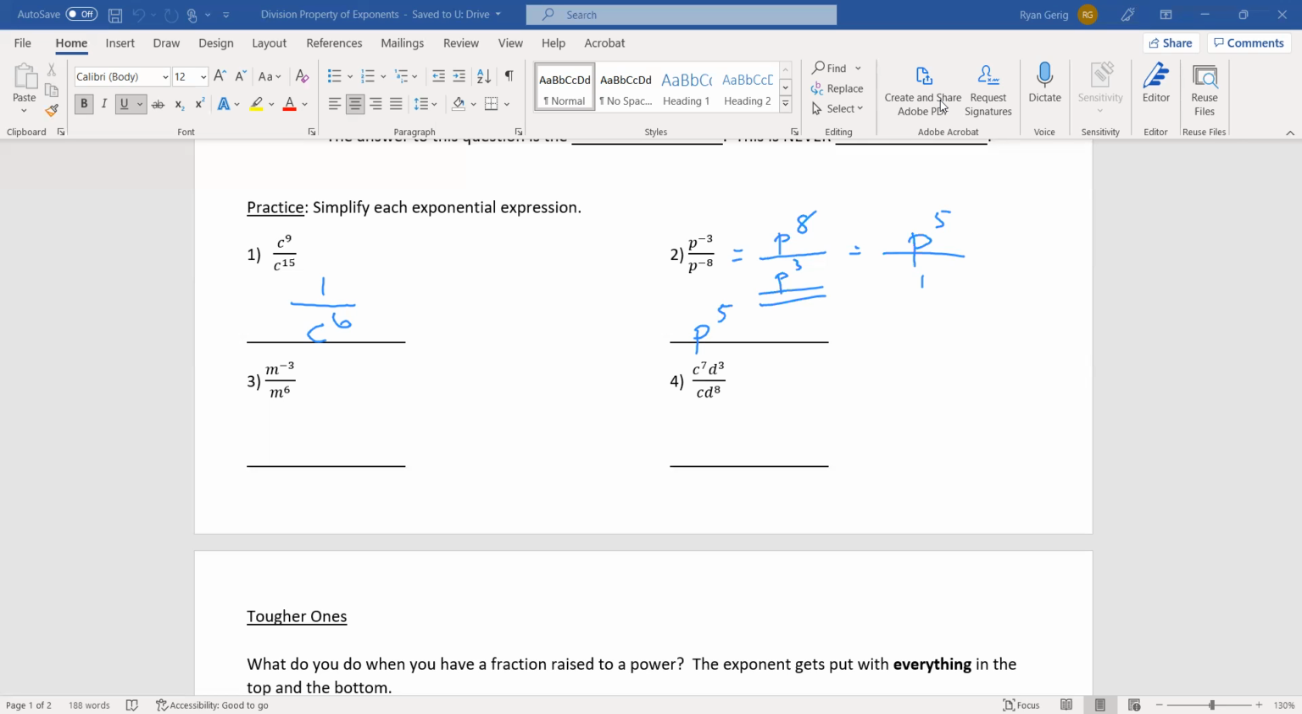All right, number 3. Is everybody happy? No. M goes to the bottom, becomes m to the 3rd. M to the 6th is already happy on the bottom, so it stays on the bottom.